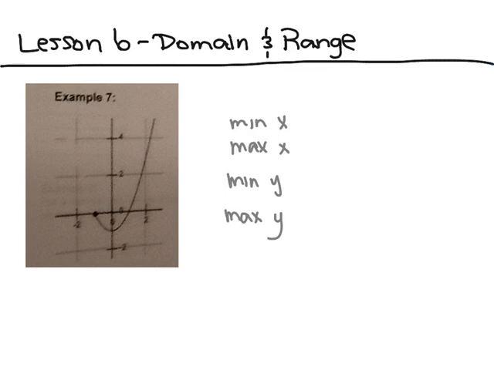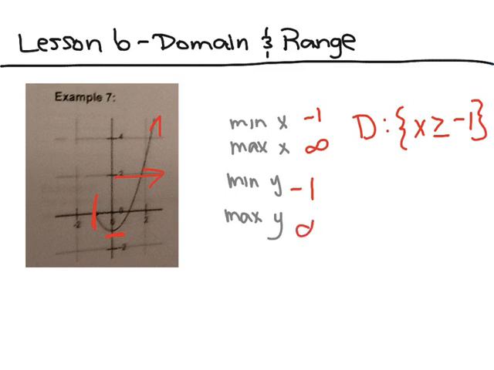For example 7, our minimum x is going to be negative 1. Our maximum x is going to go forever to the right, so it's going to be infinity. So the domain has to be x greater than or equal to negative 1, so anything bigger than negative 1, going to the right. Our minimum y is at negative 1, and our maximum y is at infinity. So our range has to be y greater than or equal to negative 1. So there's our domain and range for example 7.